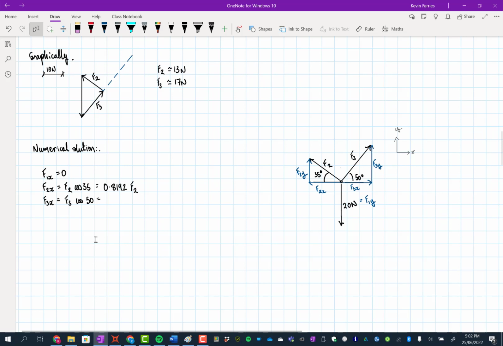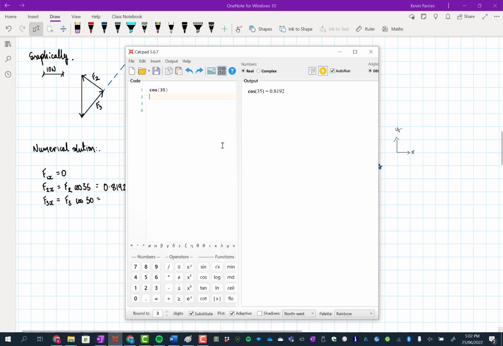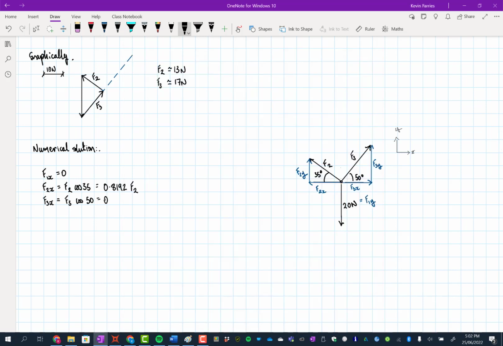F3 cos 50. Let's figure out what cos 50 is. 0.6428. Let's put the number first. Okay, so what we've done is we're looking for the x and y components. This time we don't know these values, so we just keep those as letters, but we can figure out the cos of the angles.